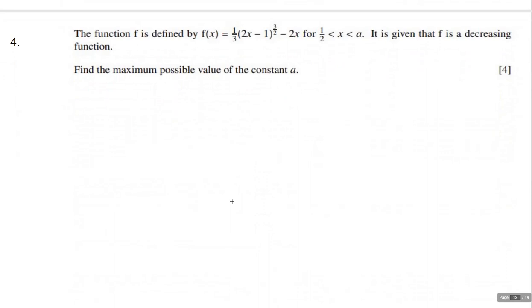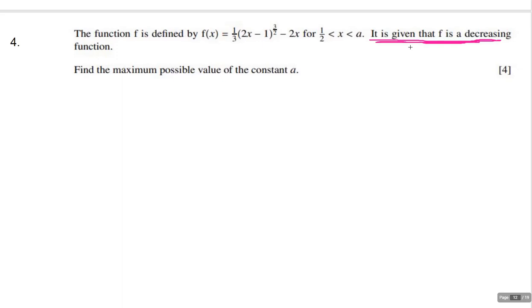Take a look at number 4 here. It says that I've got this function. Now, this is a function, and it is for 1/2 to a. So the x, that's the domain they're giving me right there. And what they're talking about is it being decreasing. Okay? So what basically I need to know is what's the a value where it's negative, right? So let's go ahead and do that.